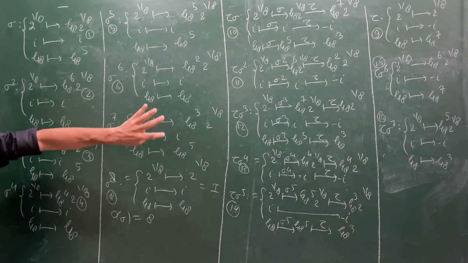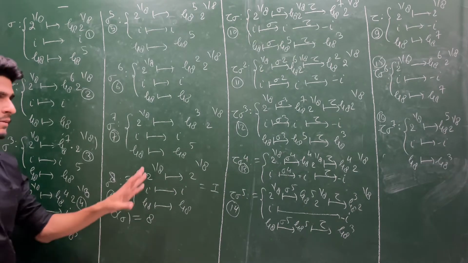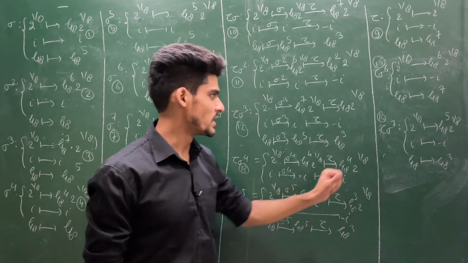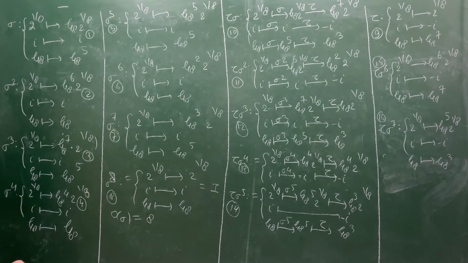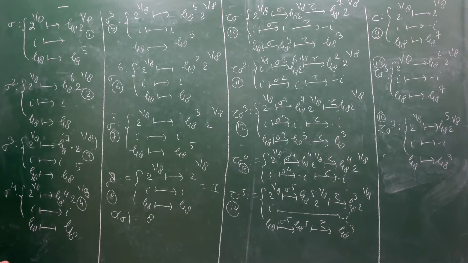So you can see it can be as complicated as you can make. Now you observe one more thing. This I am writing again, now the orders. This sigma is an order 8 element.